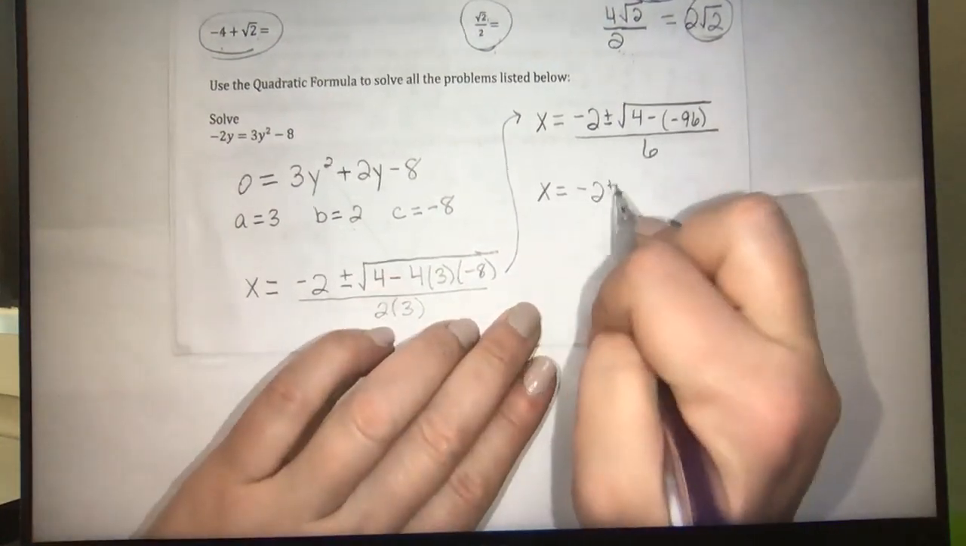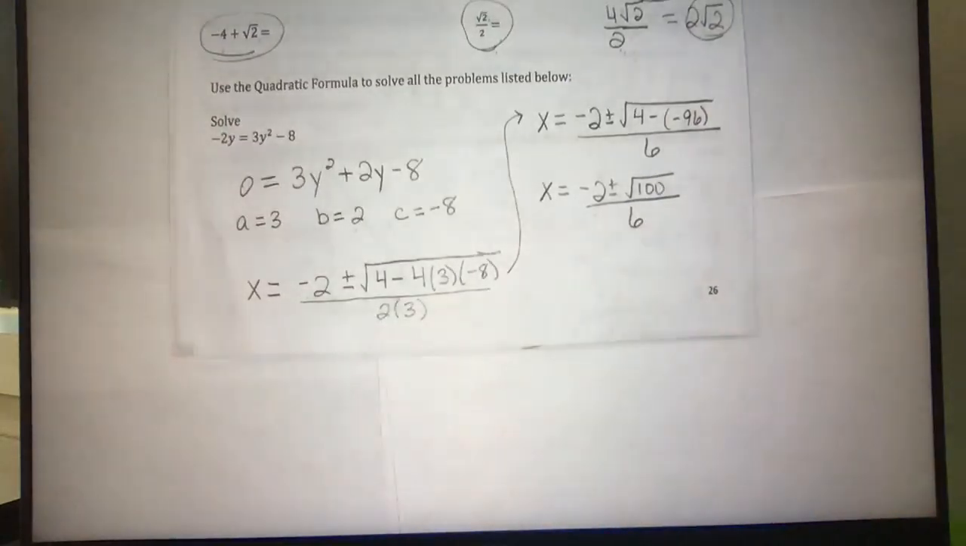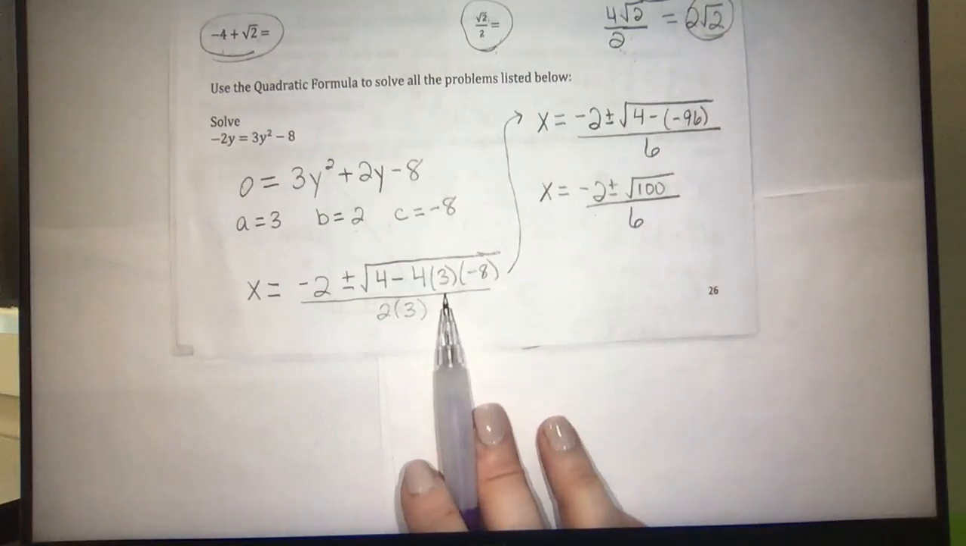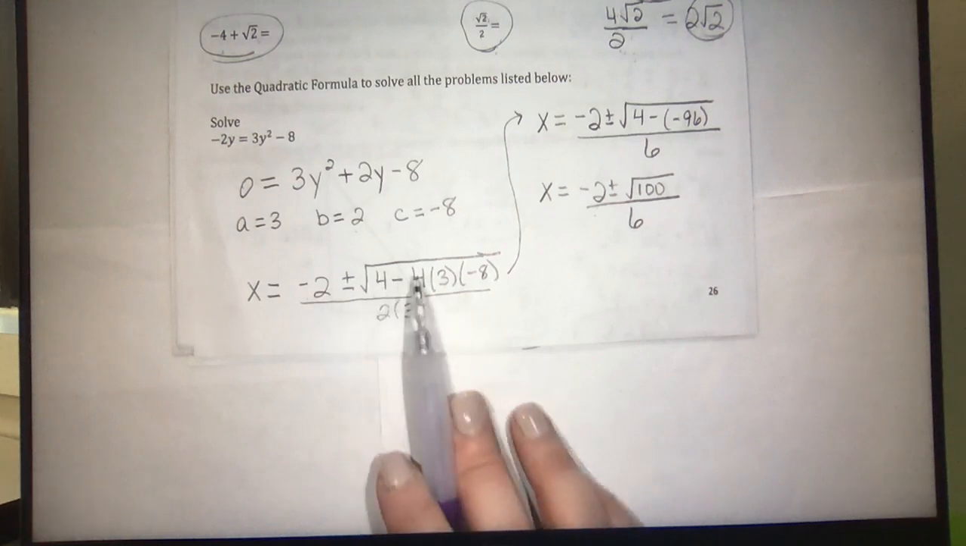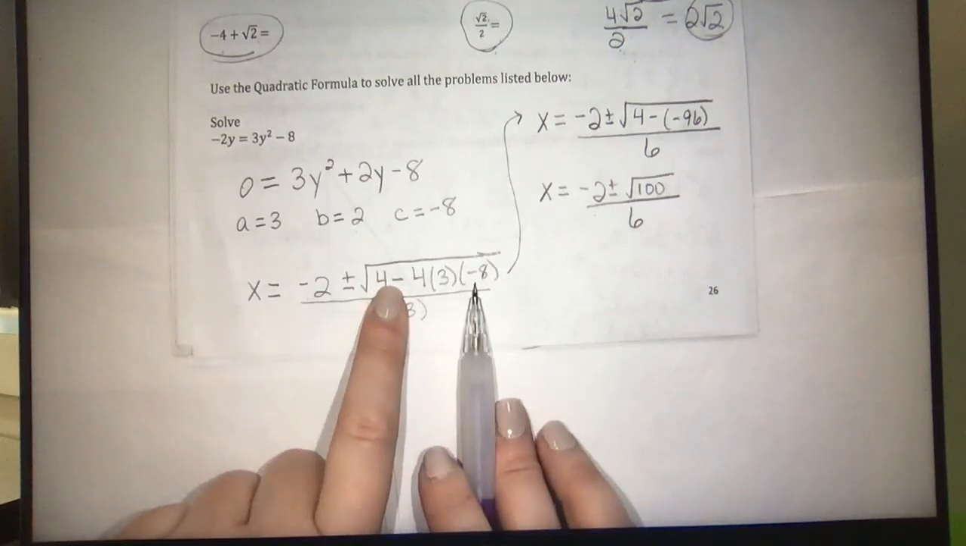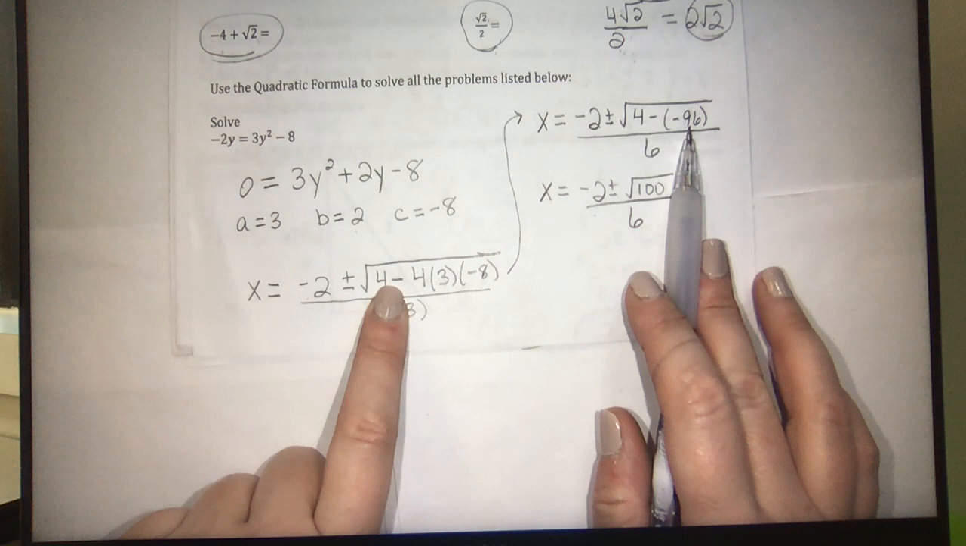Some of you probably jumped right ahead and got a 100 underneath that radical. That's fine. Make sure you realize this is where students mess up. This first term, this B squared, is always positive. You should never, ever, ever have a negative number here. Then if you have minus a negative, you're going to be adding 4 plus 96, you get 100. So be careful at that point.